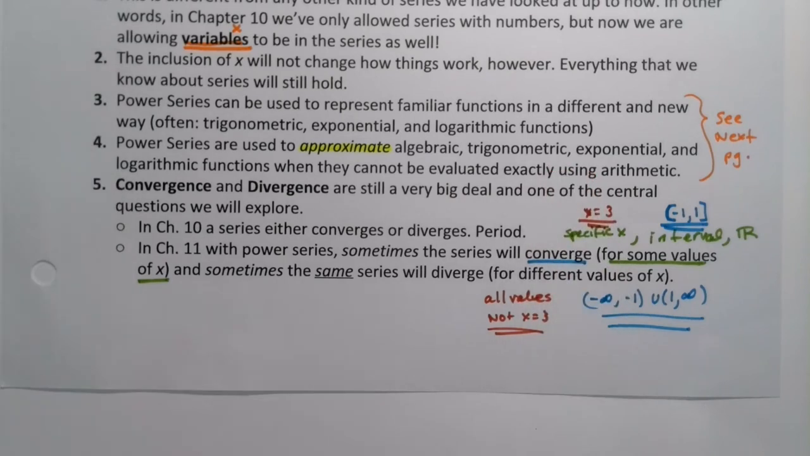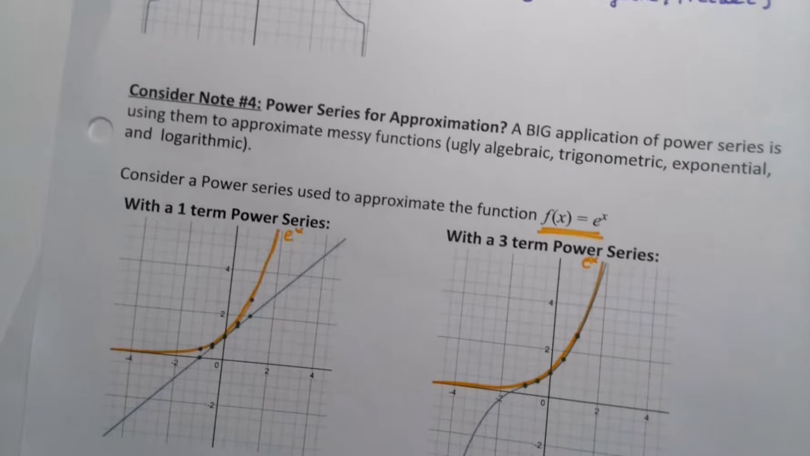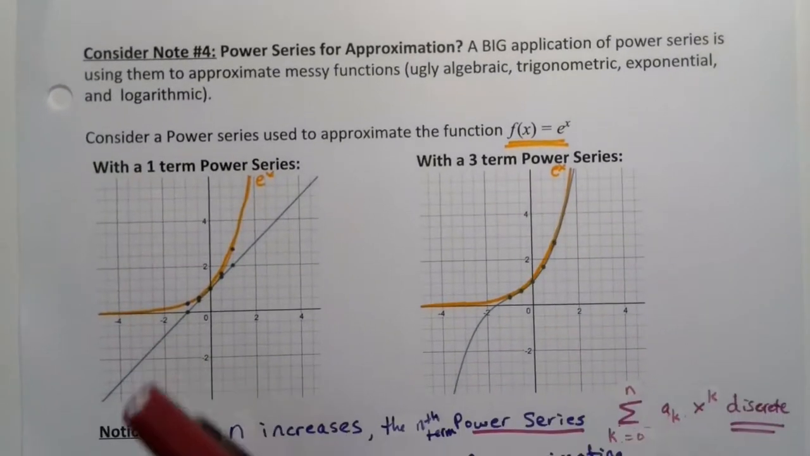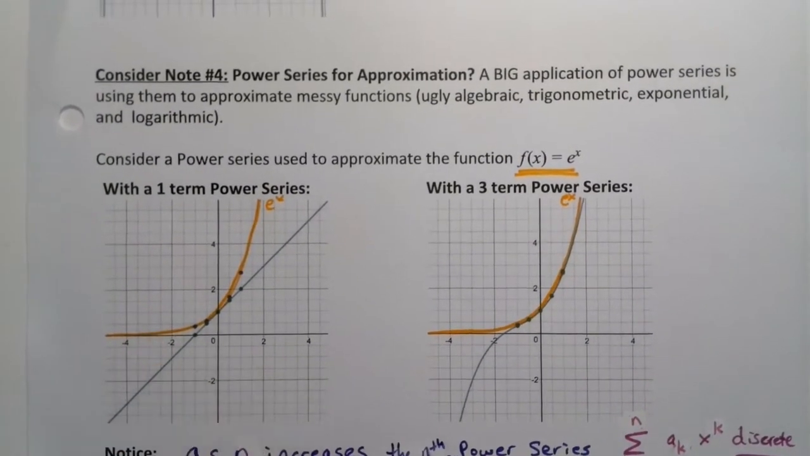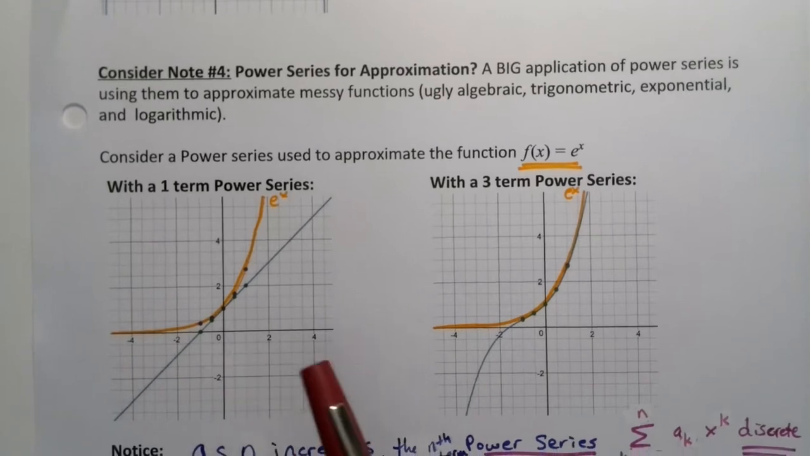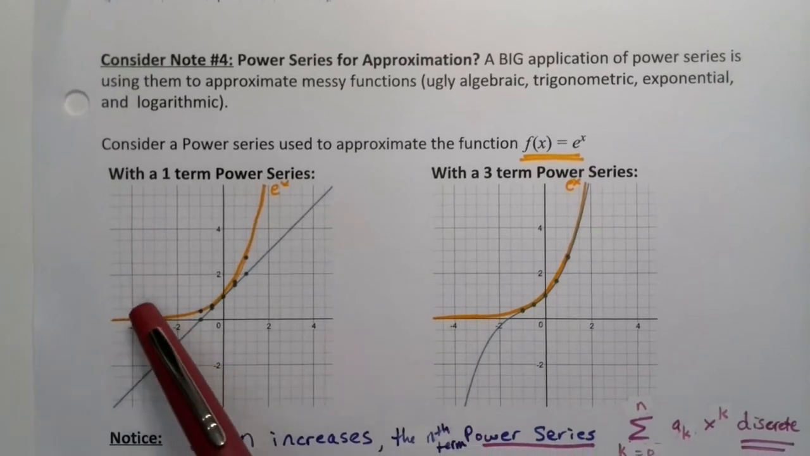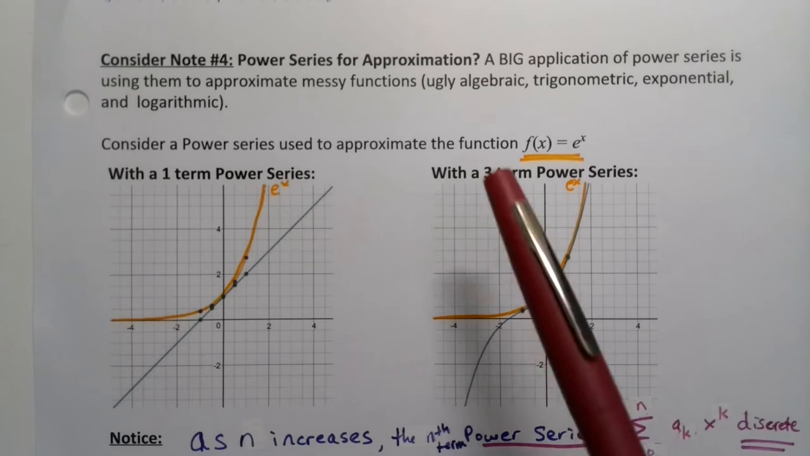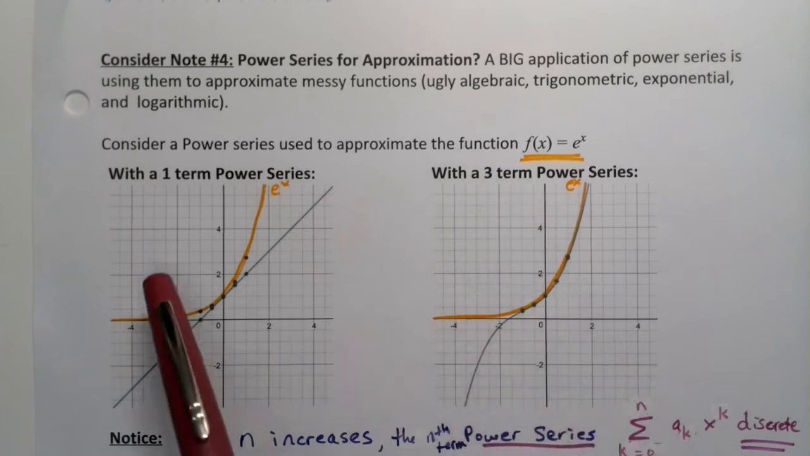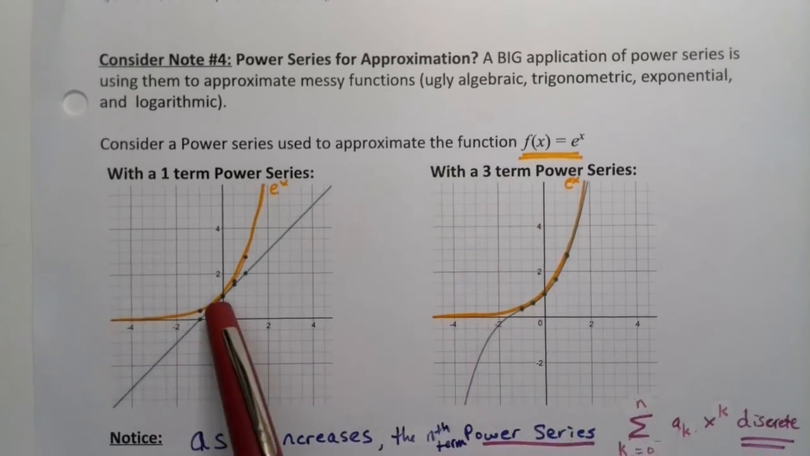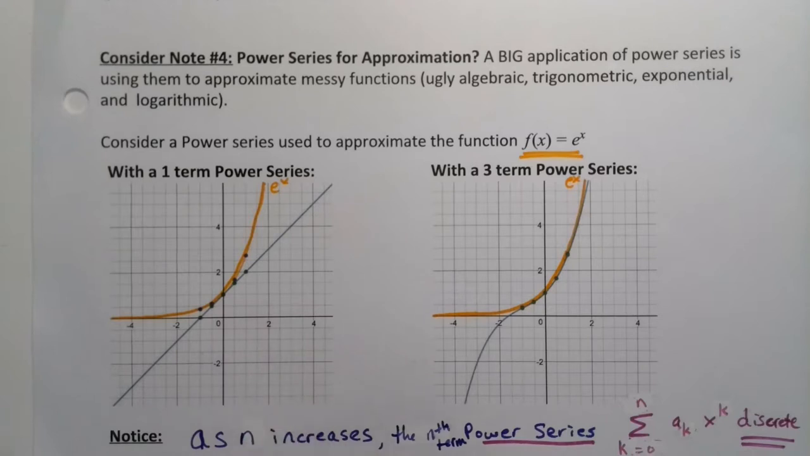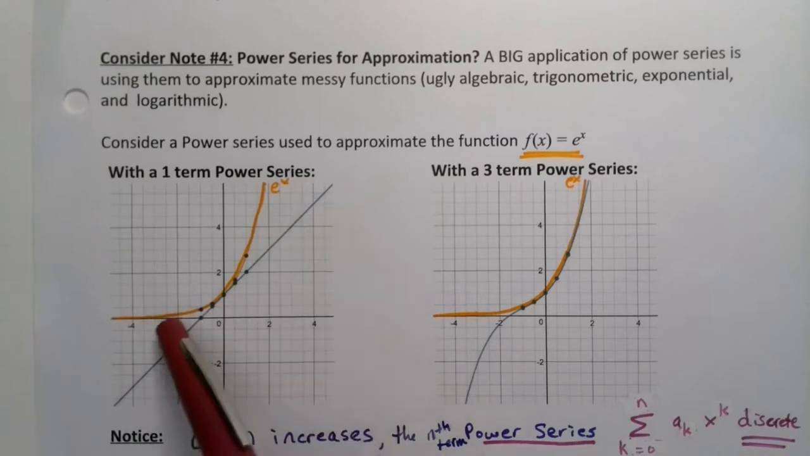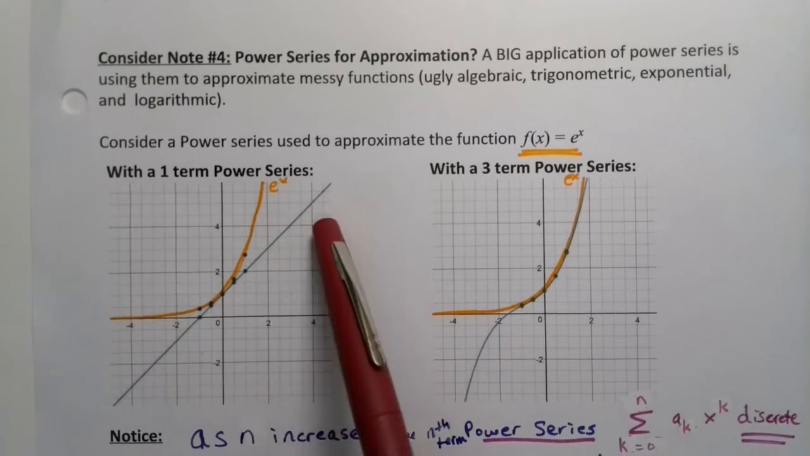A power series can be used to approximate messy functions, ugly algebraic functions that you can't really do the algebra for, but you can come up with a decimal approximation for. And so what we do is we're taking the continuous curve, which is e to the x. That's an exponential function. And I actually have 2, I'm calling them power series here. They're actually like power polynomials, sort of, because I'm letting this be a 1-term polynomial or power series, and this is a 3-term power series.